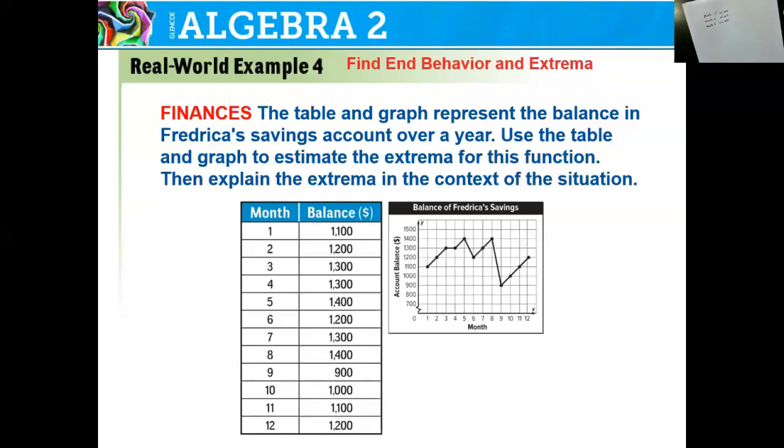Okay, and then once again, the table proves it. We started out at month 7, we had $1,300 in the bank. We go another month, we increased our balance by $100, but then we decreased. So we were increasing and then we decreased. Okay, and then once again, we have back-to-back extrema points because month 8, we're at 1,400. Month 9, we're at 900. Month 10, we're at 1,000. So that means that month 9 is also a relative min.